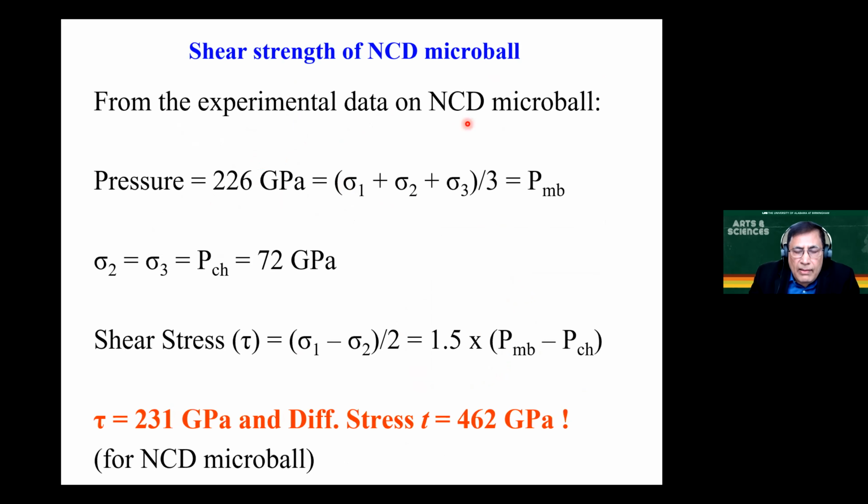With this data from the previous slide, you can actually work out, and this was actually discussed in their paper, that for nanocrystalline diamond the shear strength is 230 GPa, and the differential stress is around 462. So these are pretty high numbers. Remember, our simple calculation on single crystal diamond gave us values of 150 and 300. So this was a very interesting question, whether nanocrystalline diamond can have a higher shear strength than the bulk diamond.